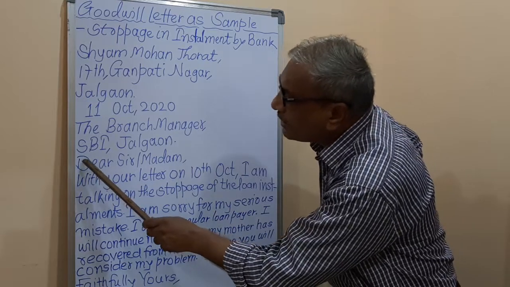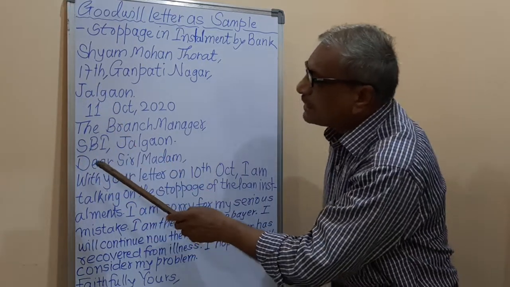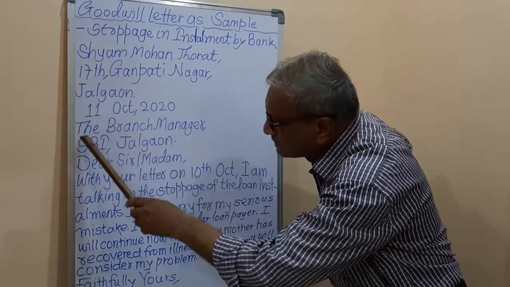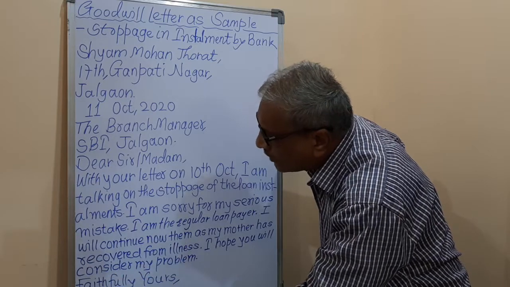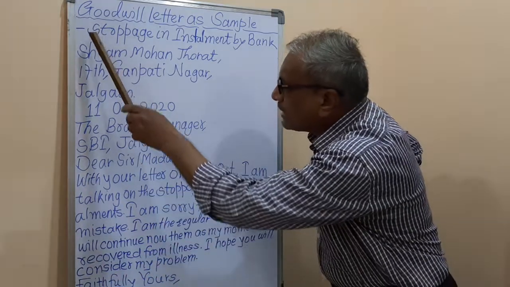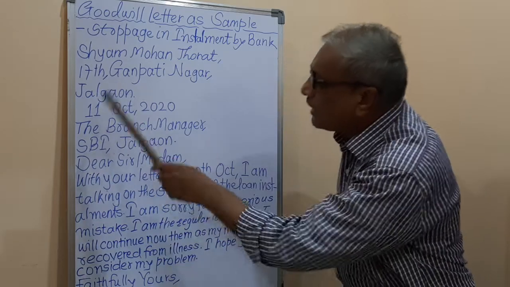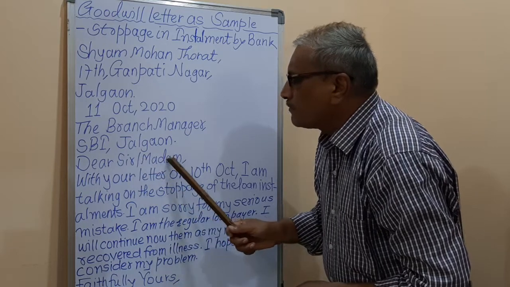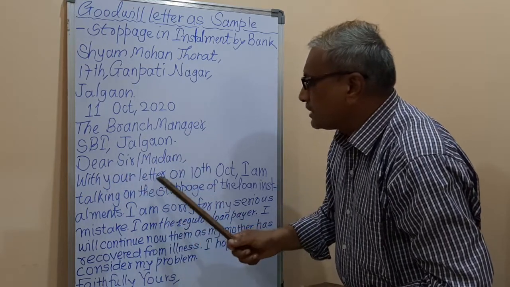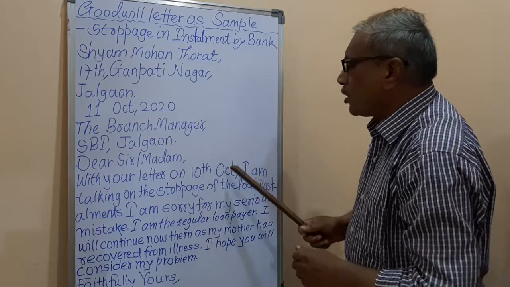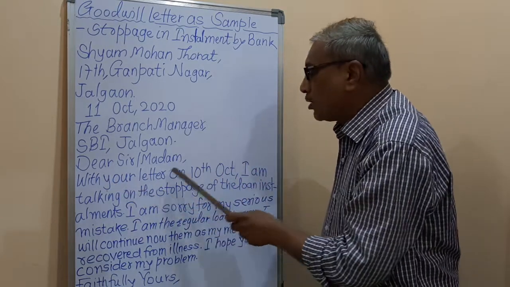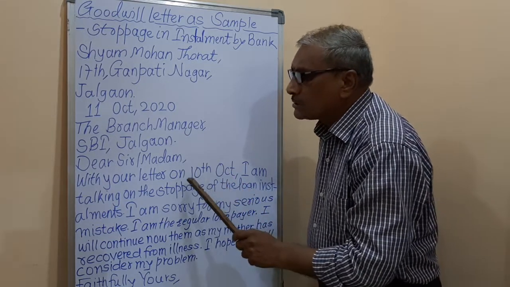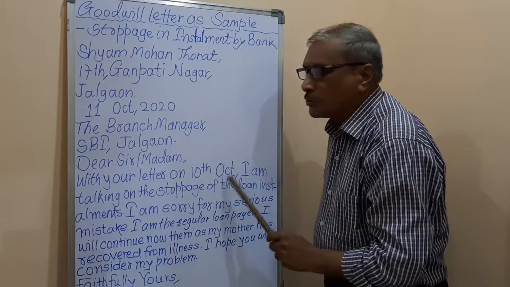Remember, when you are writing this letter, you should write like this. See how I have written, or how the customer has written; we should write like this. So we have come to this point: Dear Sir / Madam, comma, I received your letter of 10th October. This means the bank has sent the letter to the customer on 10th October.